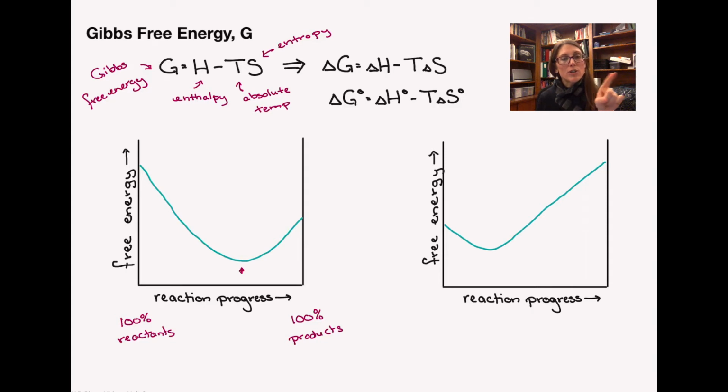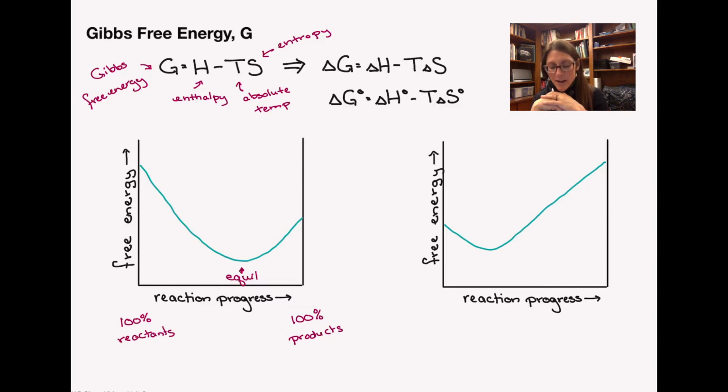There is no longer a driving force to move forward any farther. If you had started with all products, you would have made some reactants, again, until you reach that minimum in free energy. At that point, there is no longer a driving force for the reaction to continue. That is where equilibrium occurs. And to connect Gibbs free energy to our equilibrium conversation from before, if you look at this particular drawing, the equilibrium is found when you have slightly more products than reactants. Your equilibrium constant will be greater than 1.